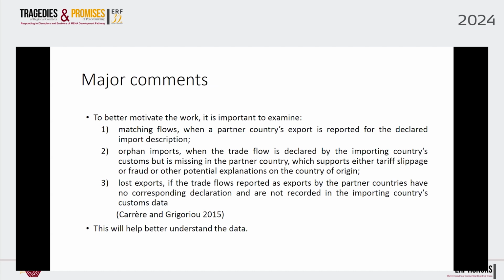And this can support either tariff slippage or fraud or other potential explanations. And then we have also the lost exports, which means that the trade flow is reported by the exporter as an export to the partner country, but doesn't have a corresponding declaration and is not recorded by the importing country. And this has been shown in different papers in the literature. And I think this distinction in your data set, when you compare data from Iran and data from other sources, will better motivate or perhaps convince the reader of this mismatch between the data that you have in Iran and the international data sets.